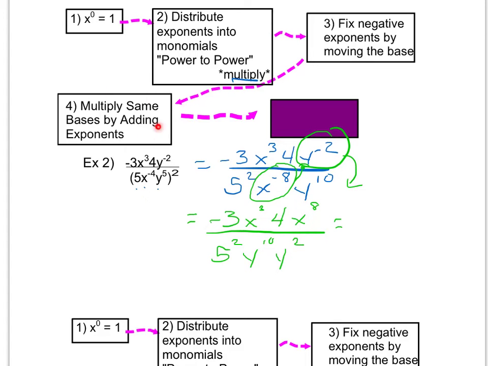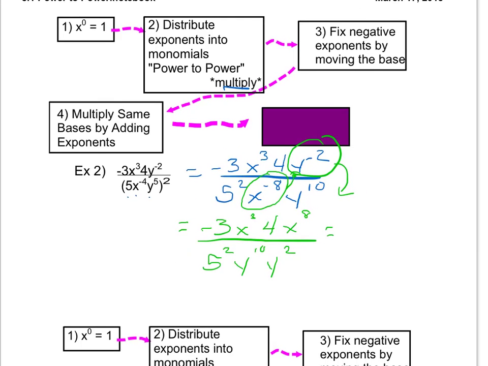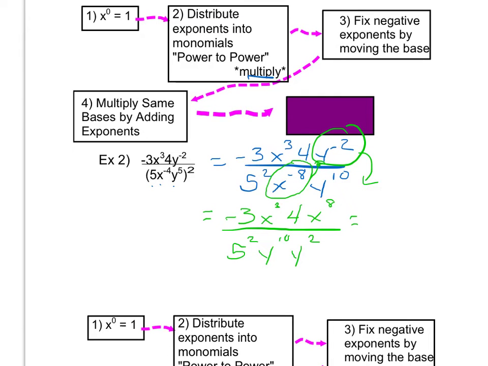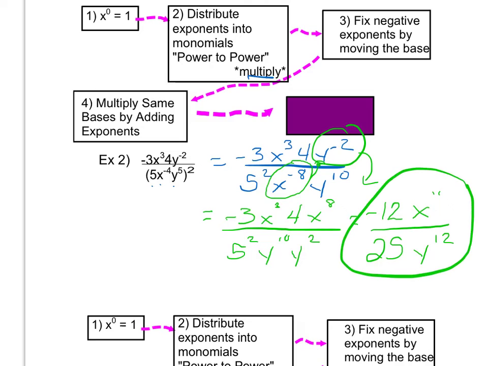Well, now I need to multiply same bases. Well, could I multiply the negative 3 and the 4? Aren't those just numbers? And the commutative property tells us it doesn't matter what order we multiply in. And x cubed and x to the 8th, those are same bases, so I can multiply those together and add my exponents. I can square the 5. I know 5 squared is 25. I had to memorize that. Y to the 10th and y squared, those are same bases. So I'm going to end up with negative 12 x to the 11th, 8 plus 3, 25 y to the 12th for my final answer.